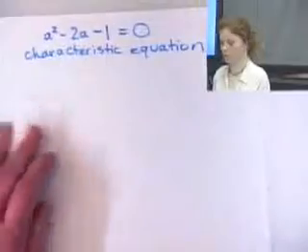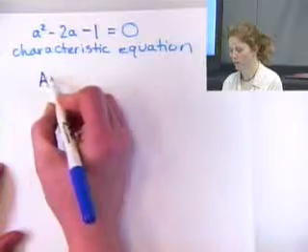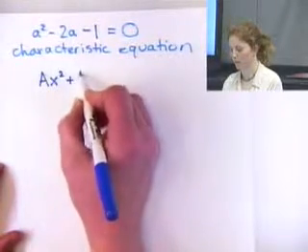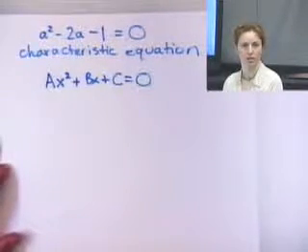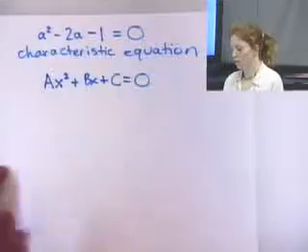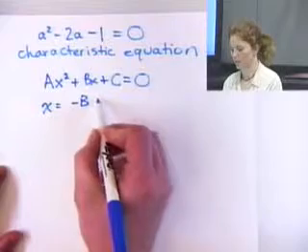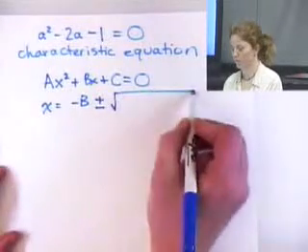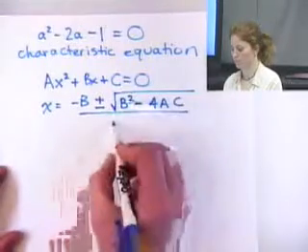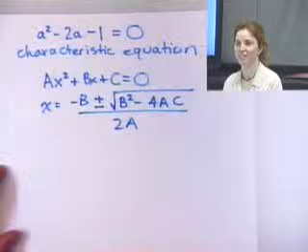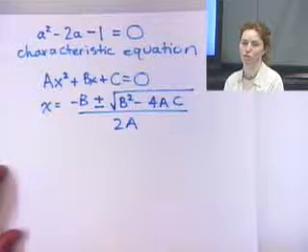So what's the quadratic formula? Anybody remember? So first, the standard form looks like this: ax squared plus bx plus c equals 0. That's the standard form, right? So using the standard form, if I want to find what x is, then x is equal to minus b plus or minus the square root of b squared minus 4ac, all over 2a.